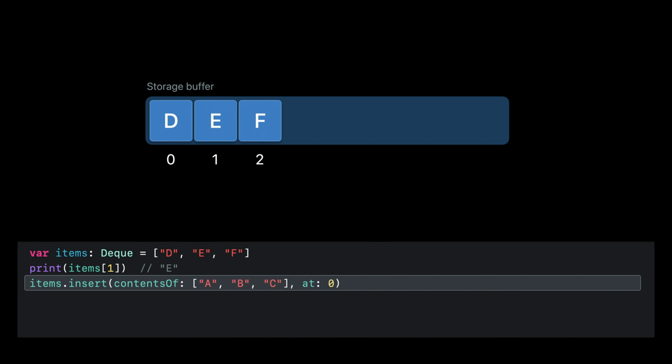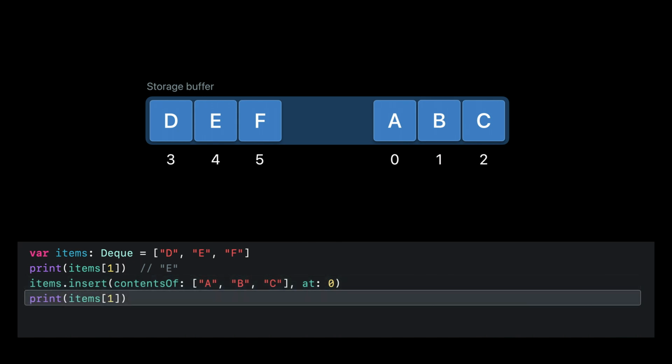A deck works differently. It wraps its storage buffer around its boundaries so that it can prepend new elements without moving any of the existing ones. The indices are still offsets from the logical start of the collection, so after the insertion, the element at index 1 is now B. This means the decks need to do some work to translate between their logical indices and their actual storage positions, but accessing elements is still quite efficient.